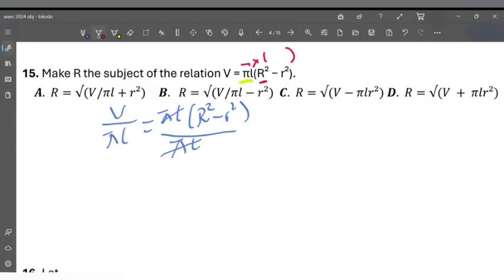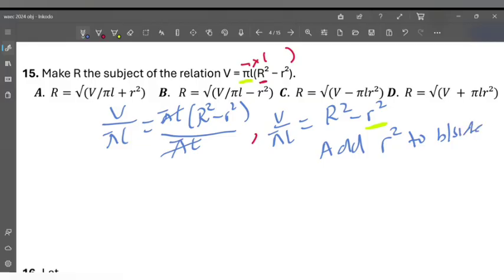So now what I have here is that v over pi l is equals to arrow squared minus small letter arrow squared. Now the next thing that is easy to remove that is disturbing our capital letter arrow is this small letter arrow squared. Since it is subtracting from our arrow squared, all I need to do is to add it. I'm going to add arrow squared to both sides. We always use the opposite of that number or letter that we want to take away. Use the opposite of it to kill it. So since minus arrow square is disturbing my arrow square, I'm going to add plus arrow square to both sides.